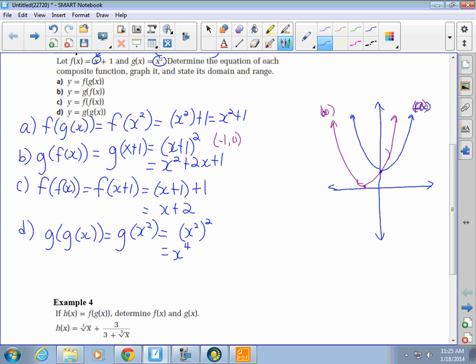Graph C then is x plus 2. That is just a straight line with my y-intercept at 2. So if this was 1, 2 is about right here. And then my slope is 1, so it's going to be over 1, up 1, so it's going to look something like that. So this is C.